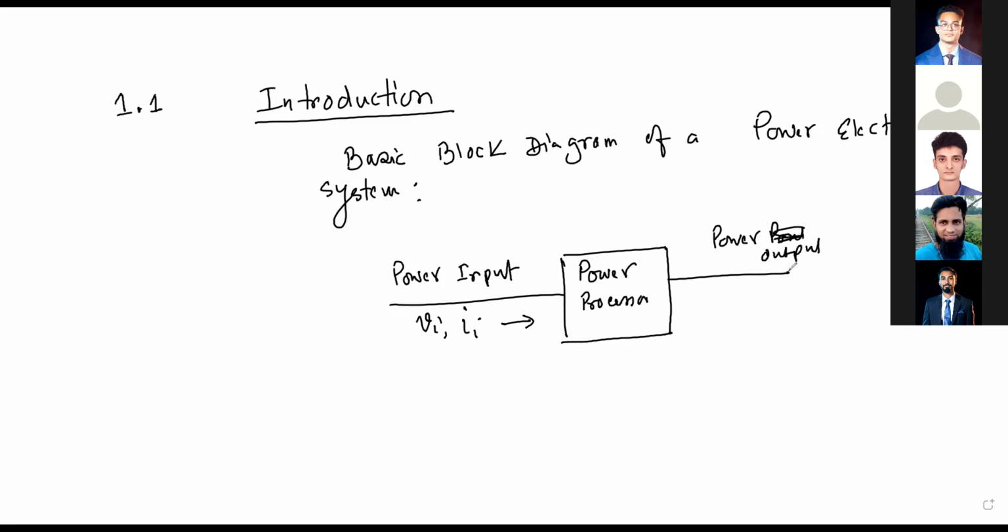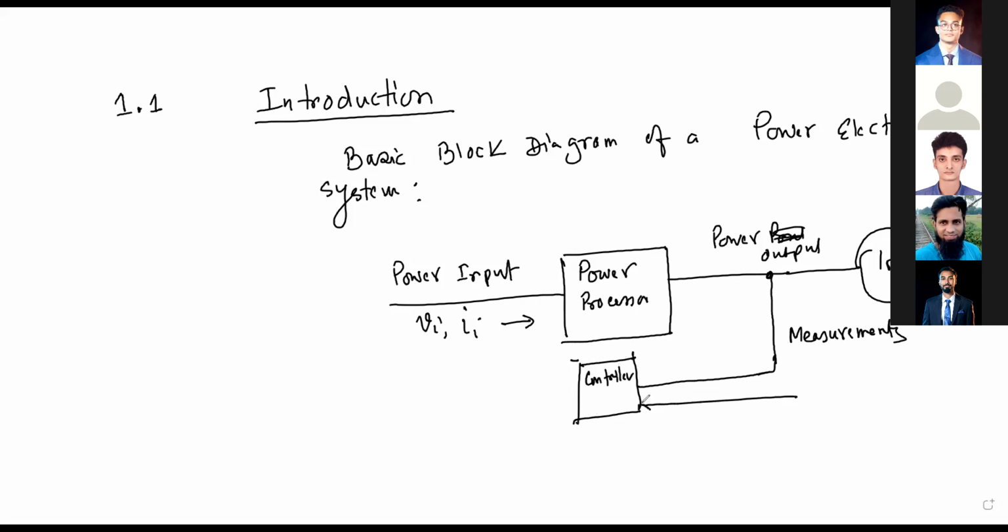Suppose this is your load. From the output side, we shall take the feedback signal by measurement. Measurement means there should be a sensor. The sensor will send the signal from the output, and the reference or command will be given here. The controller will then give the control signal to the power processor.